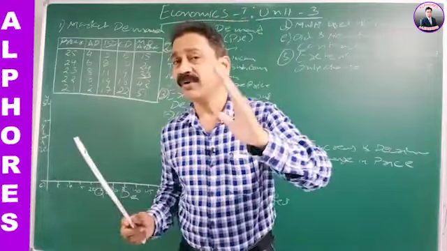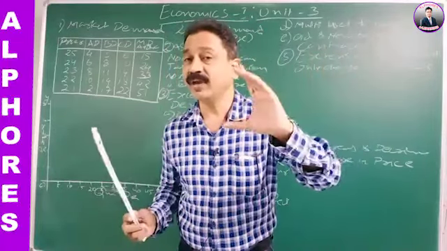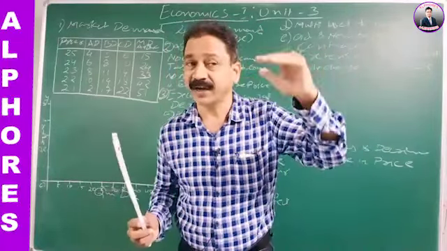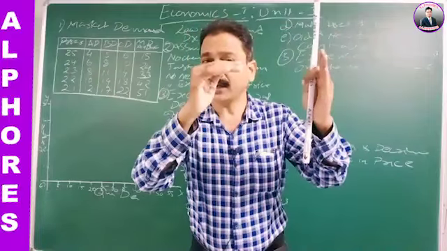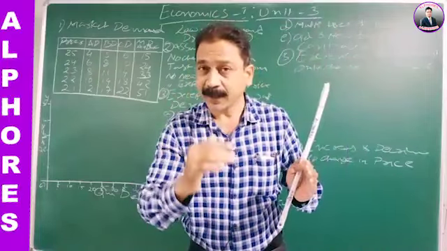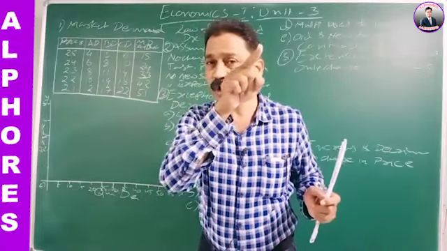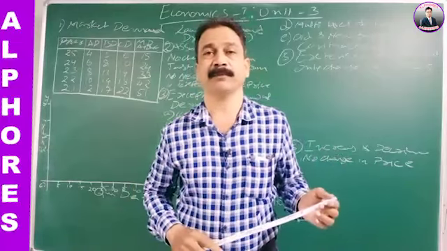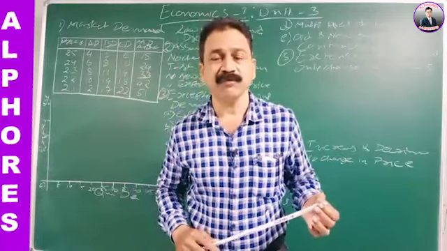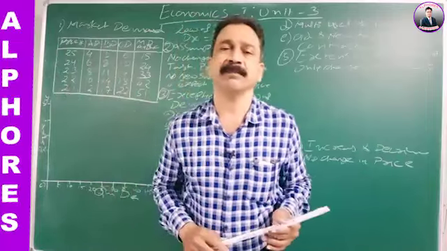So yesterday we were discussing the individual demand curve: how an individual at different prices demands different quantities, and how as the price increases, demand decreases, and as the price decreases, demand increases. We have seen that. That's why the demand curve always slopes downwards from left to right, which is called negative sloping. Today we will discuss the next parts of this demand.